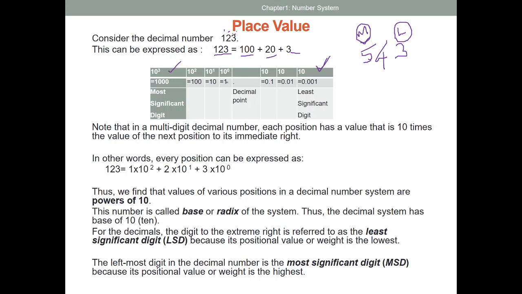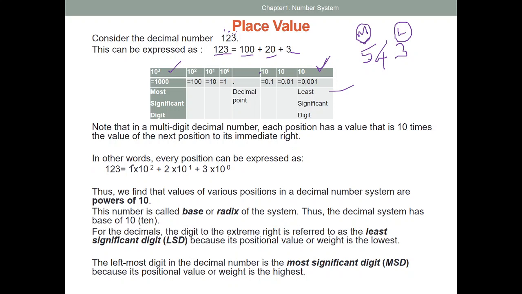10 to the power 0 is 1, 10 to the power 1 is 10, 10 to the power 2 is 100, 10 to the power 3 is 1000. Then after the decimal point, 10 to the power minus 1 is 0.1, 10 to the power minus 2 is 0.01, 10 to the power minus 3 is 0.001. So this side is the least significant, and that side is the most significant.